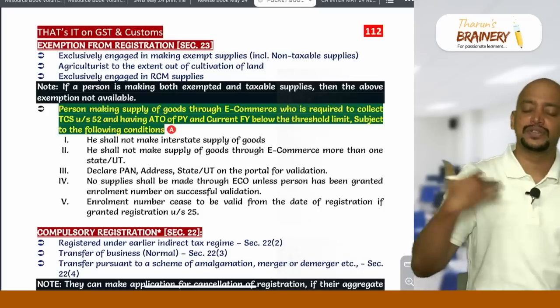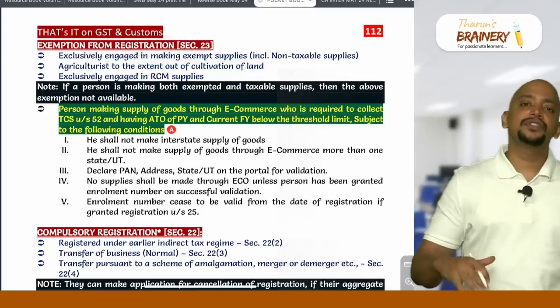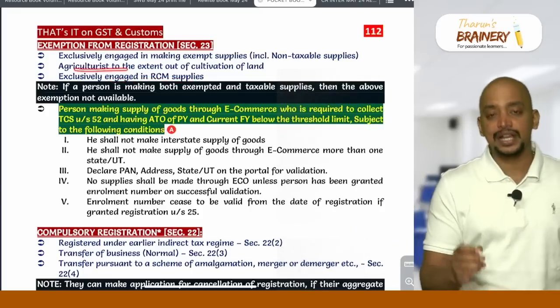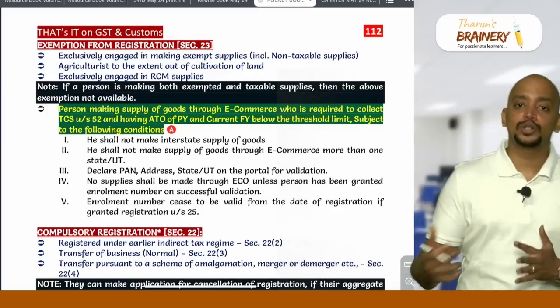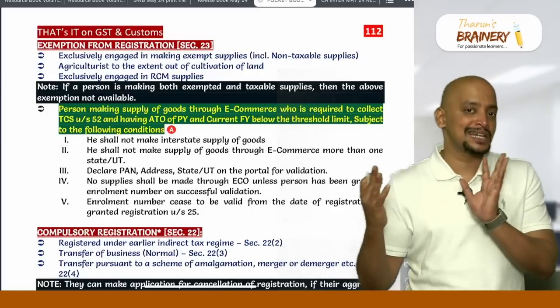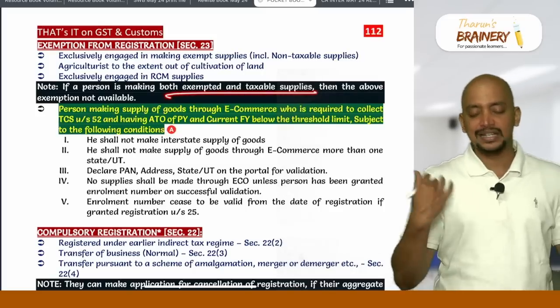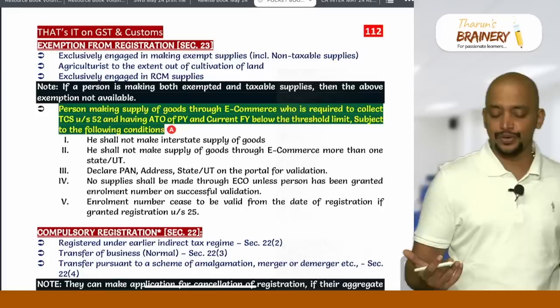Suppose they are exclusively engaged in making exempted supplies including non-taxable supplies, or their outward supplies are fully covered under RCM, or they are an agriculturist to the extent of cultivation of land. Being an agriculturist, they should make supply out of cultivation of land, they should not be engaged in any other activity. So if a person is making both exempted and taxable supplies, then the exemption is not applicable, and if their aggregate turnover exceeds the threshold limit, they need to register.